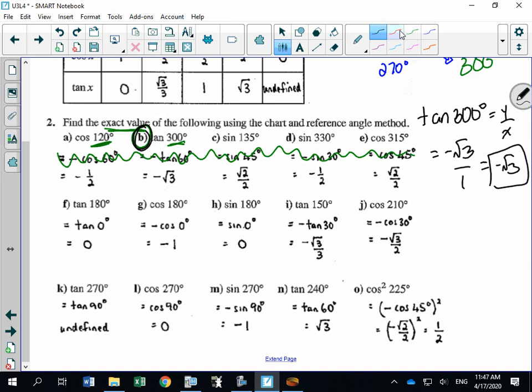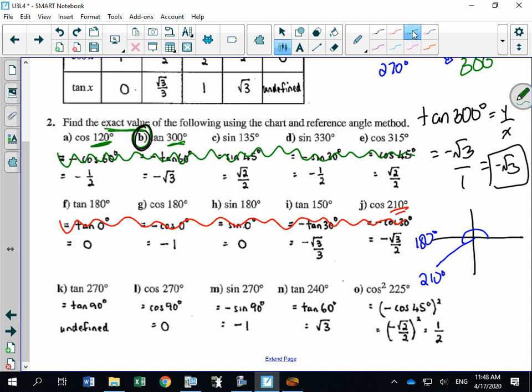So j, so again, ignore this stuff. Cos of 210 degrees. Always draw your rotational angle. 210 degrees would be in quadrant 3. Rotational angle, that's step 1. What was step 2? Acute triangle. That's step 2. Step 3, let's figure out what our reference angle is. Our reference angle is 210 degrees minus 180. So what was 210 minus 180? That would give us a reference angle of 30 degrees.